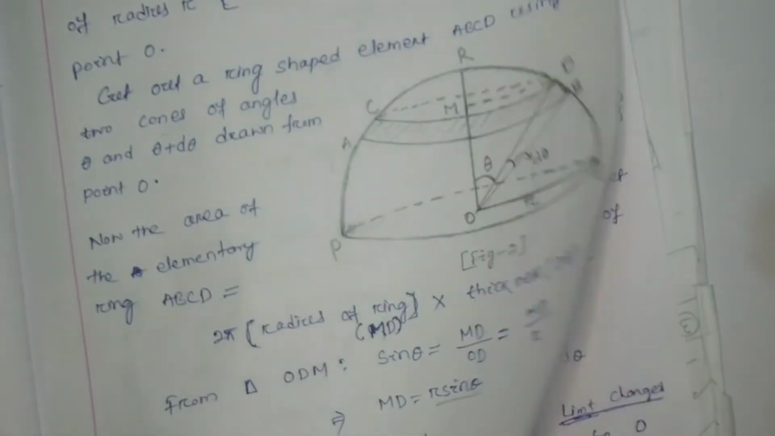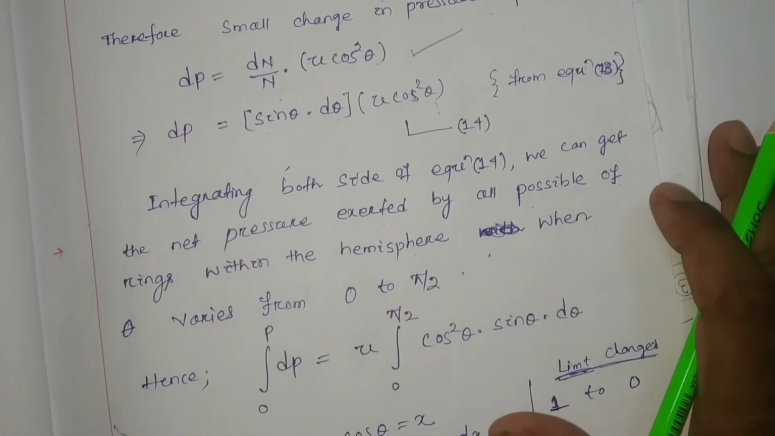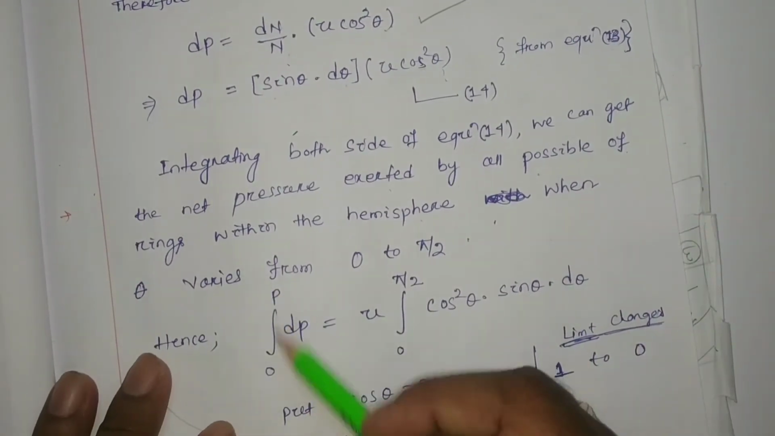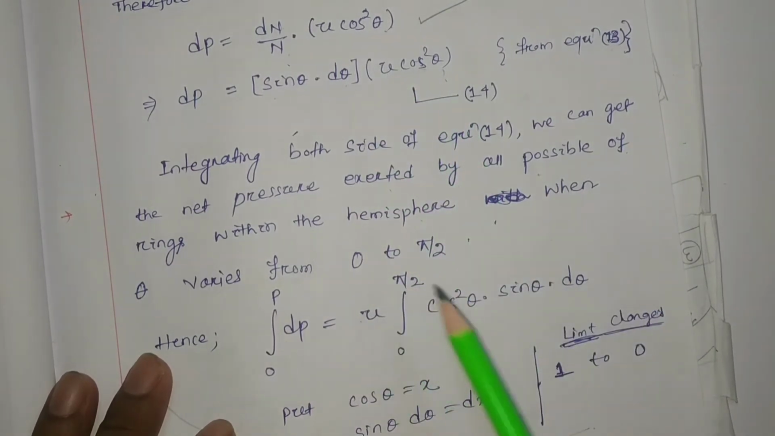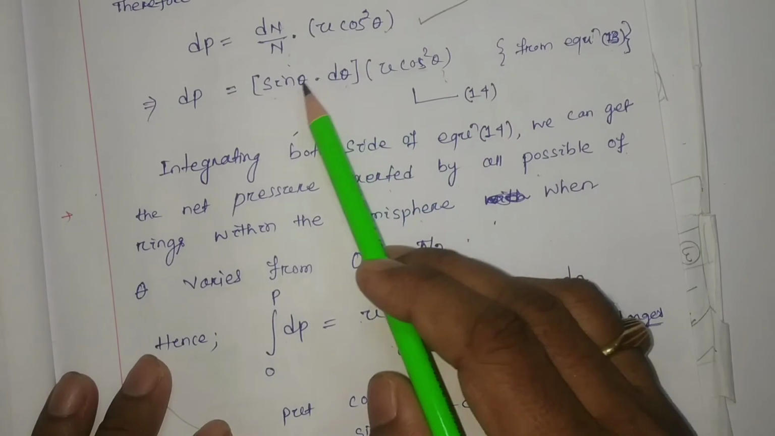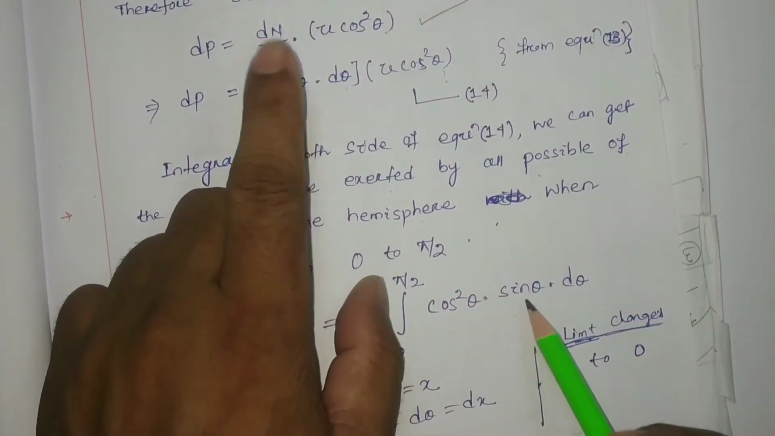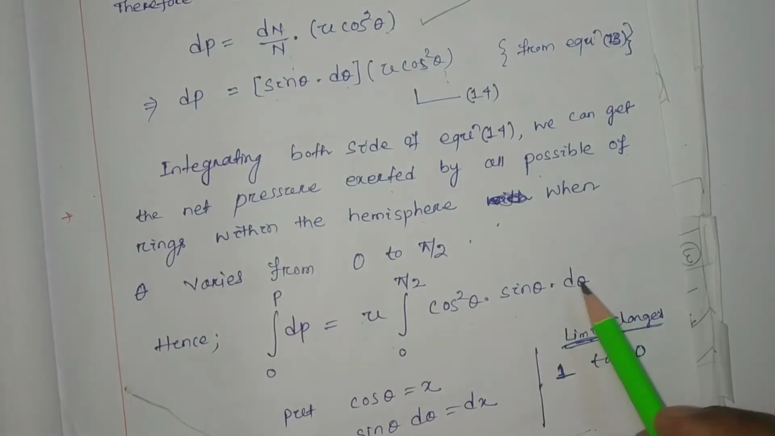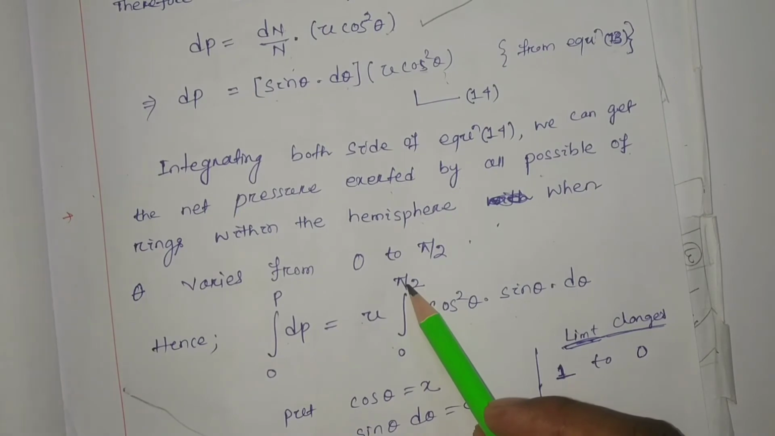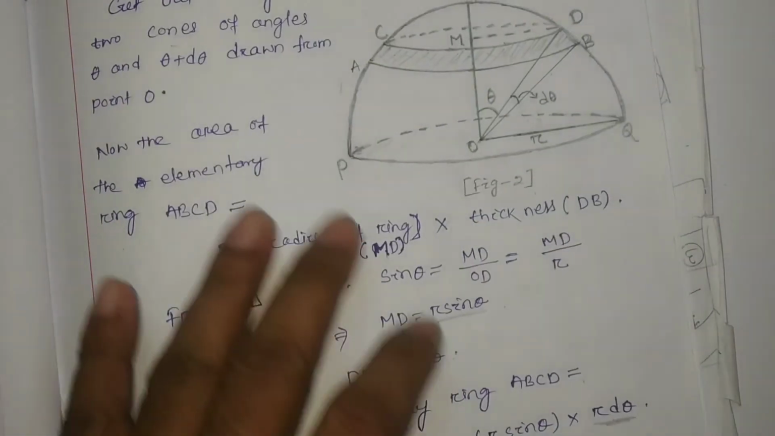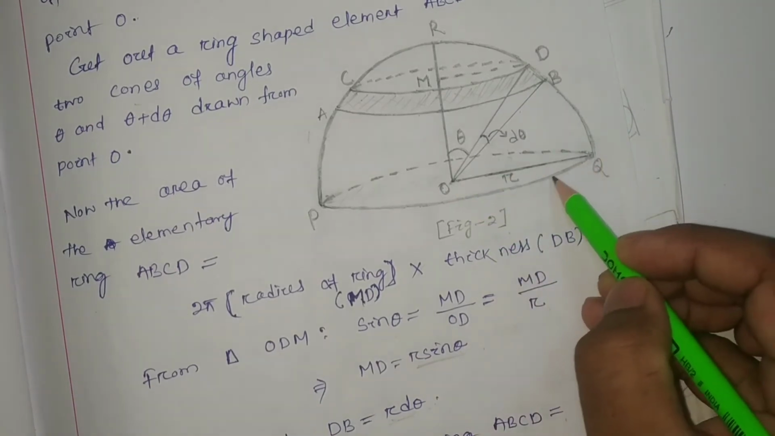On the right-hand side, it will give that whenever we integrate. So here, the integral of dp from 0 to p equals u, a constant taken outside, times the integral of cos square theta sin theta d theta, and the limit we have considered is 0 to pi by 2. Why 0 to pi by 2? Here you can see, 0 is considered as this ring.